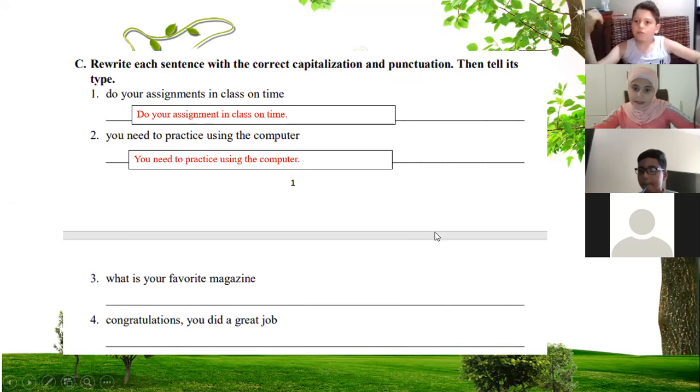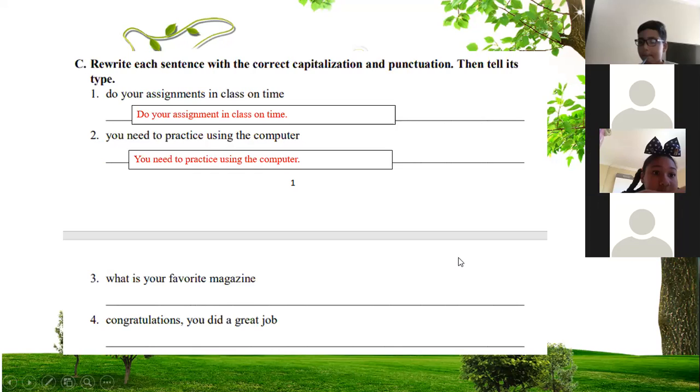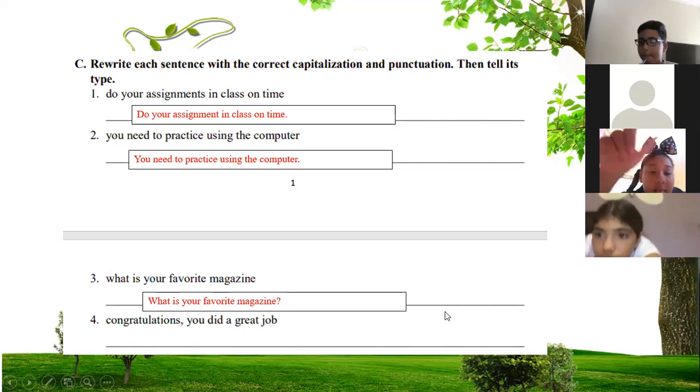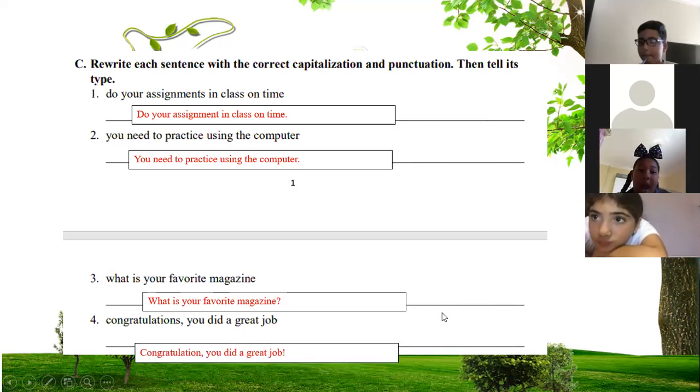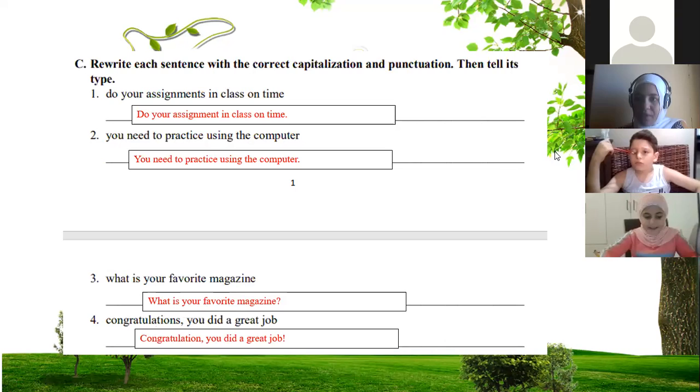What is your favorite magazine? It is a question. It must end with a question mark, and I have to capitalize "What" at the beginning. For "Congratulations, you did a great job," here it's an exclamation. Exclamation mark. Yes, excellent. Thank you, Eltaf.